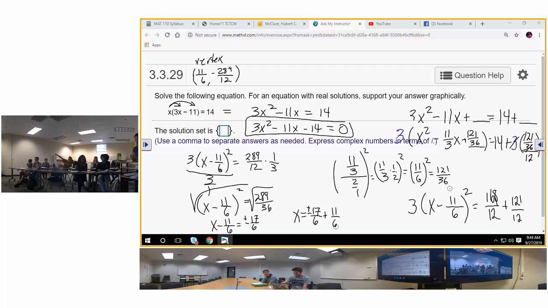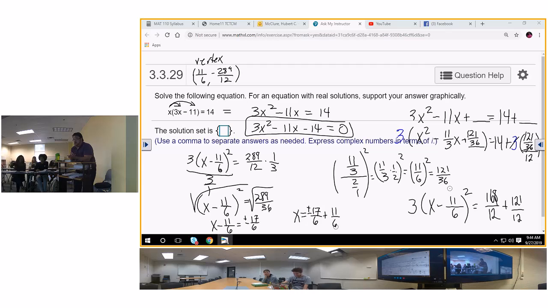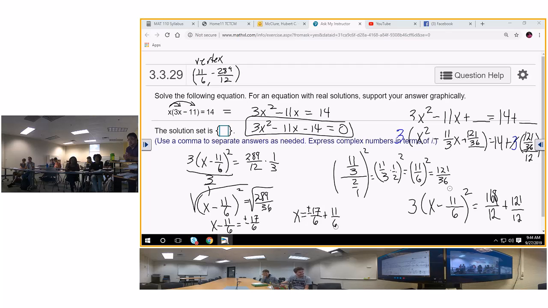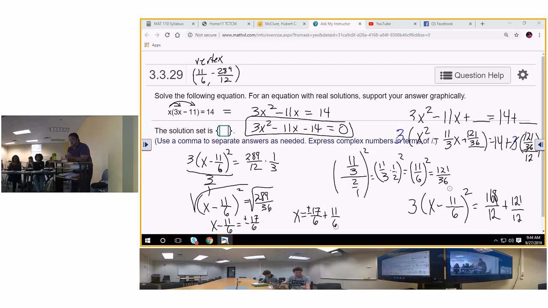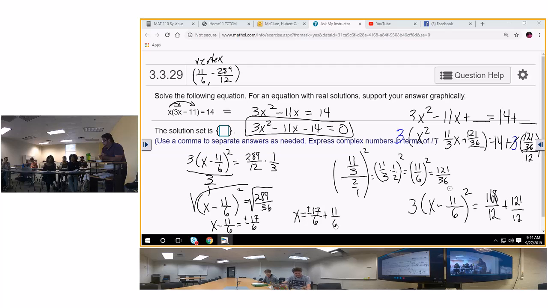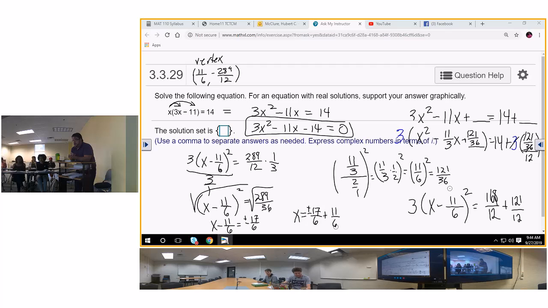This area right here. Where are you? You got to give me a number. Where are you confused? 3 parentheses x minus 11 over 6 right there. That area, where you divided by 3. Yes, and did all that. Well, how do you solve for x? You gotta get x by itself. I know, so I got to divide by 3. And when you divide by 3 over 1, you multiply by 1 over 3.